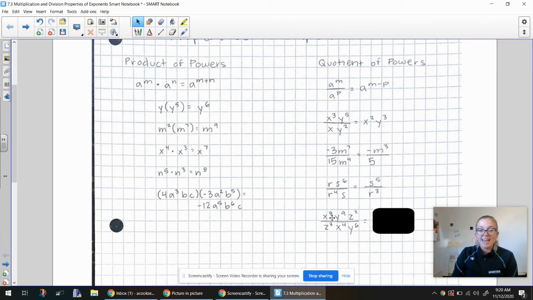Okay, last example. x to the 8th power times y to the 9th power times z to the 2nd power over z to the 3rd power, x to the 4th power, y to the 6th power. Let's start with our x's. 8 minus 4 is 4, so I should have x to the 4th power in the numerator. 9 minus 6 is 3, so I should have y to the 3rd power also in the numerator. And 2 minus 3 is negative 1. So instead of writing z to the negative 1 in the numerator, I'm going to move that to the denominator and have z to the 1 power, or z. So that results in x to the 4th, y to the 3rd over z.